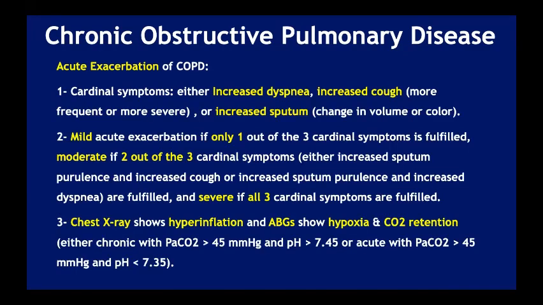Chest X-ray shows hyperinflation, and ABGs show hypoxia and carbon dioxide retention. Either a chronic carbon dioxide retention with PaCO2 more than 45 and pH more than 7.45, or acute, with a PaCO2 more than 45 and the pH less than 7.35.